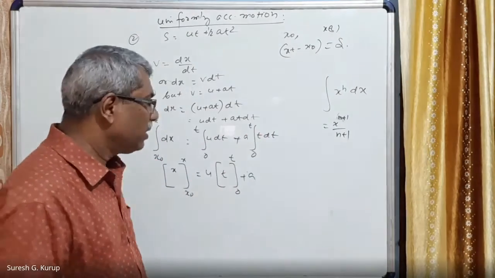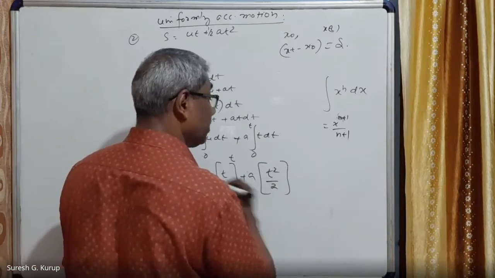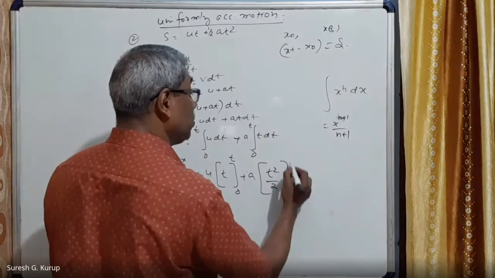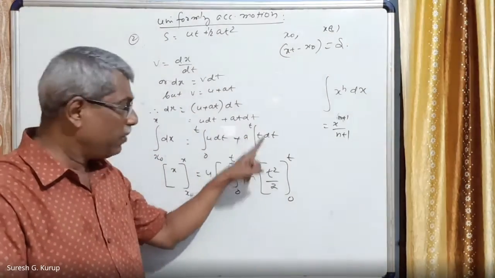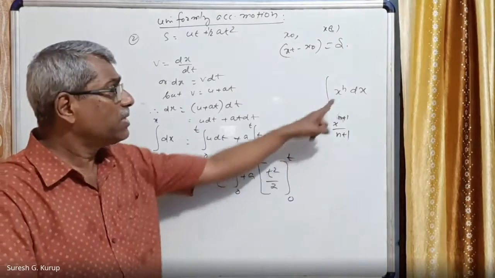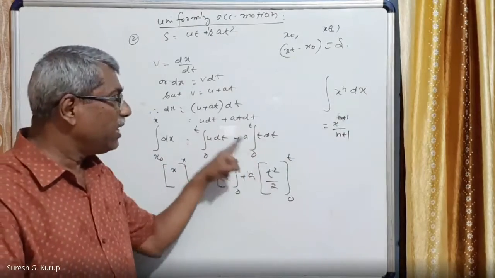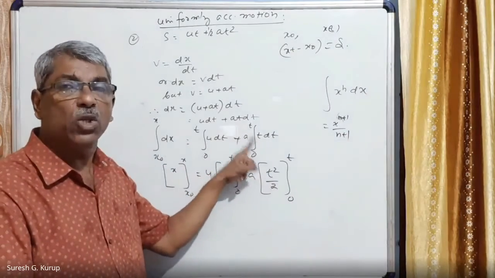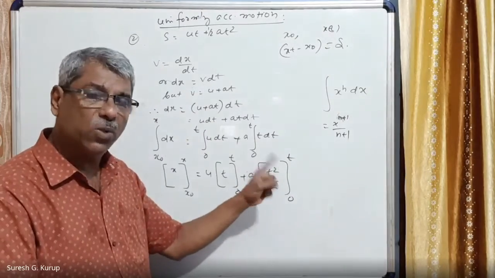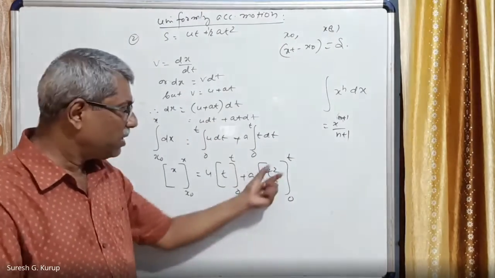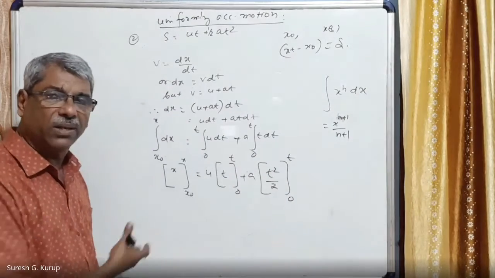So what will you write? This integrated gives t square divided by 2, within limits 0 to t. T square by 2, why? Because t raised to 1 plus 1 divided by 1 plus 1, just like x raised to n plus 1 divided by n plus 1. Integral t dt means integral t raised to 1 dt, which is t raised to 1 plus 1 divided by 1 plus 1, that is t square divided by 2. Very clear?